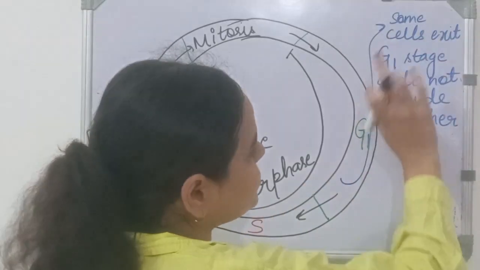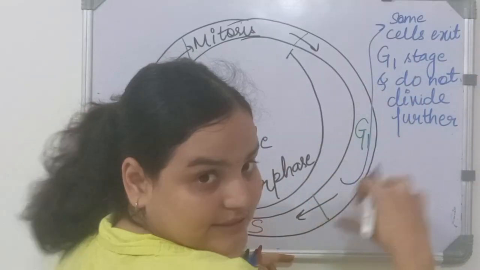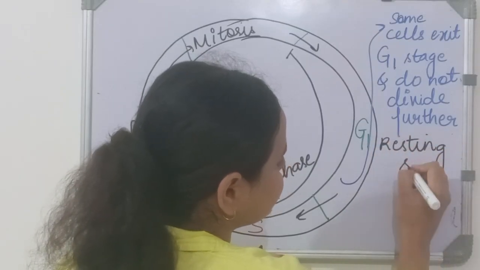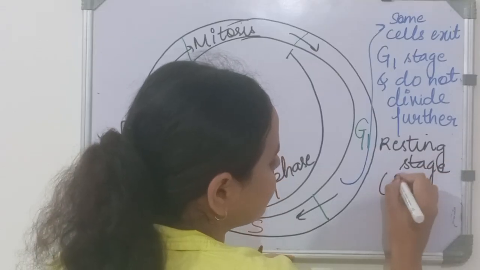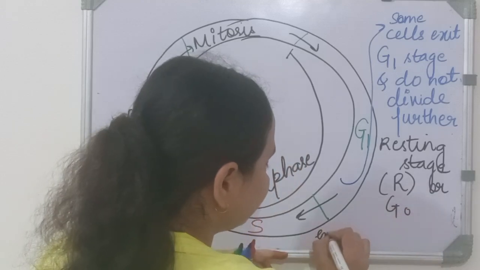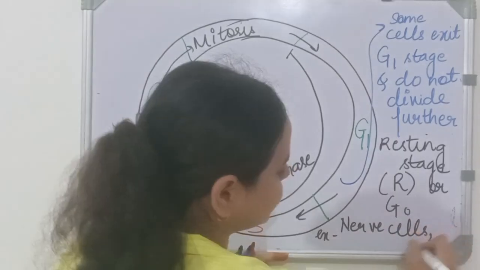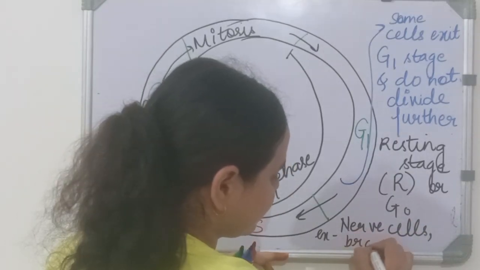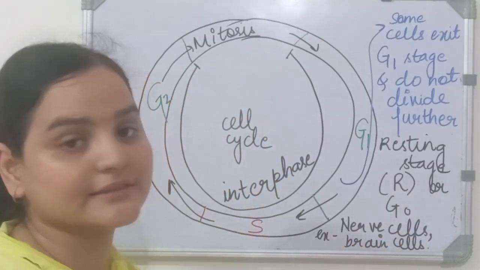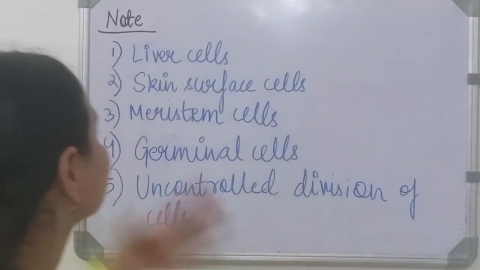So the cells which exit the G1 stage and do not divide further, that stage is known as resting stage or R stage or G0 stage. And examples are nerve cells and brain cells. Okay, if they are formed, they won't divide. Okay, now let's see what happens in case of other cells.